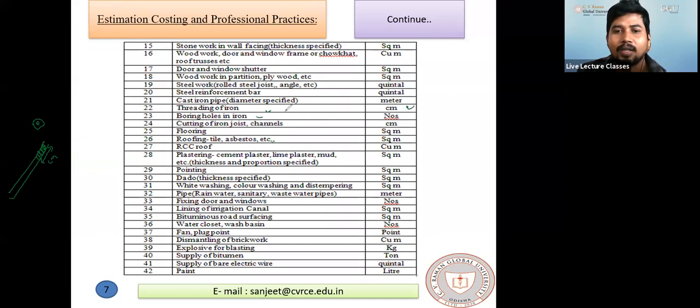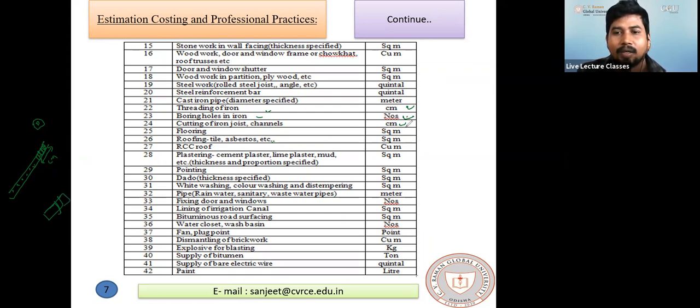Boring of holes in iron is in number. How many bores or how many holes are we making in the iron? That is in number. Cutting of iron joist or channel is in centimeter. How much length are you cutting the channel? This much length, this much length.